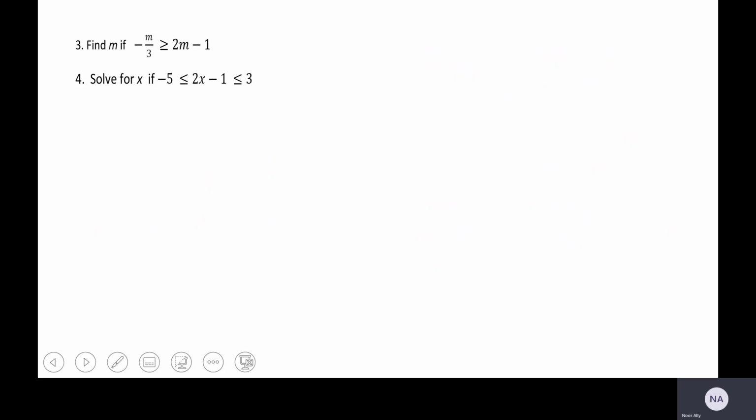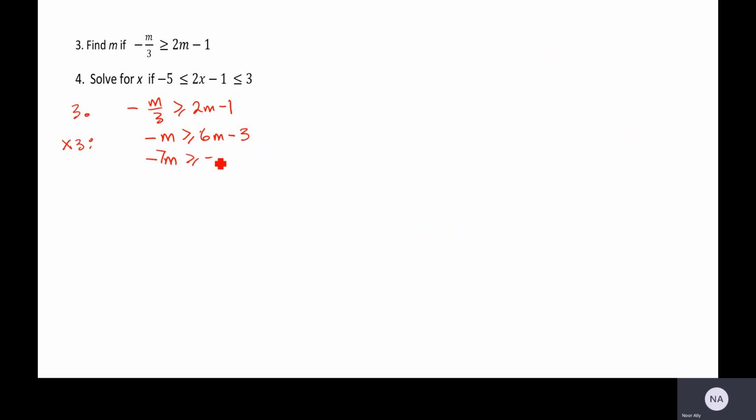More examples. Number 3. Find m if negative m over 3 is greater than or equal to 2m minus 1. So in number 3, let's solve that. I'm going to multiply by the LCD, which is 3. Negative m greater than or equal to 2 times 3, 6m, 2 times minus 1, 3 times minus 1, minus 3. I will transpose: minus 7m greater than or equal to minus 3.